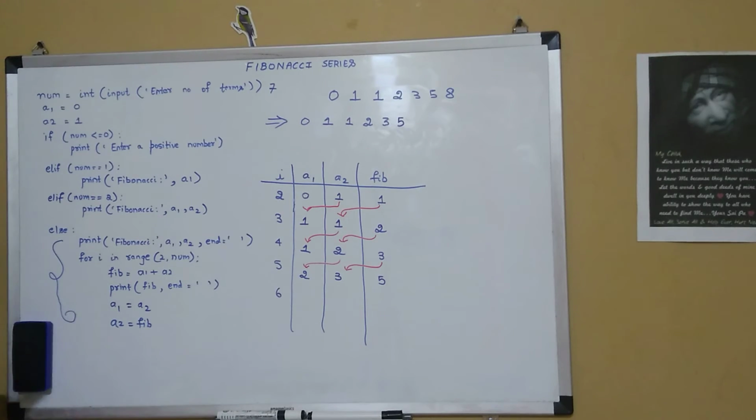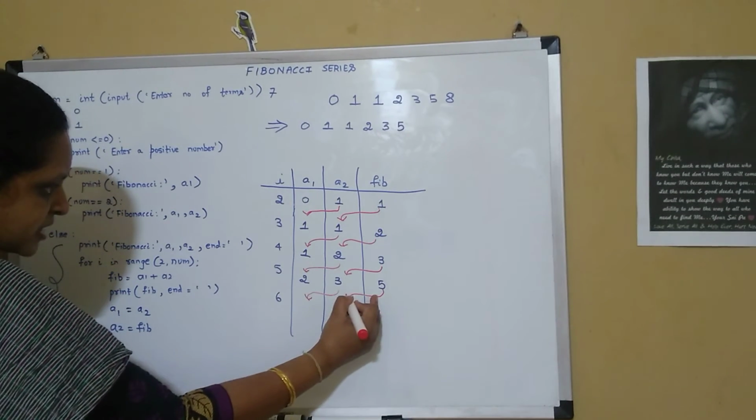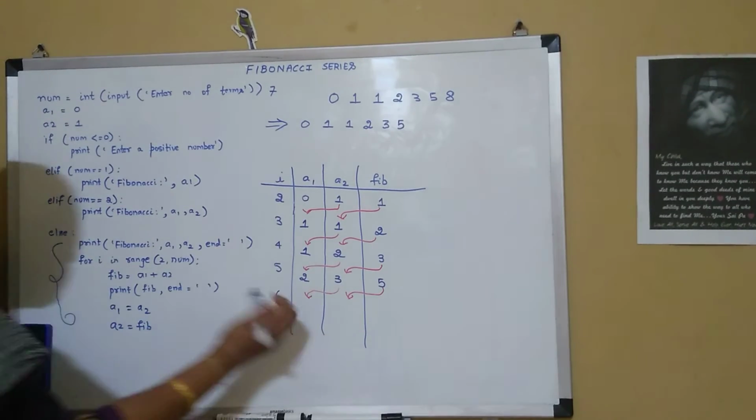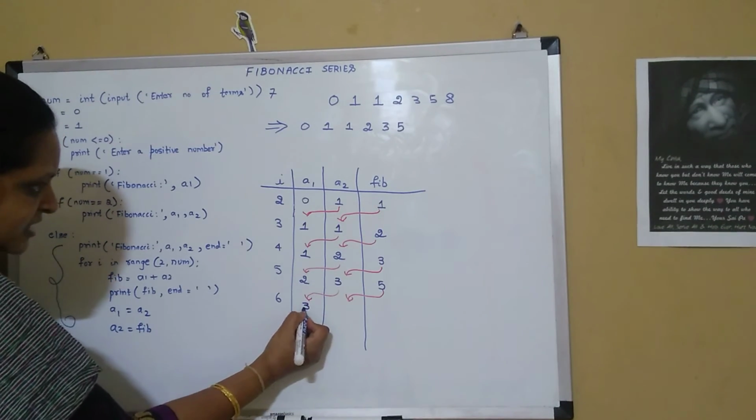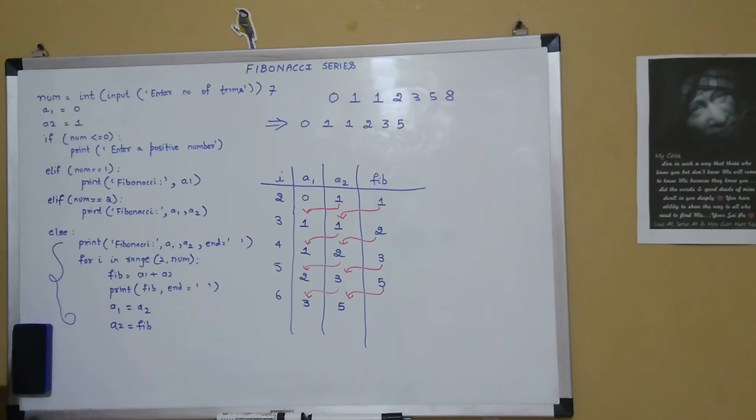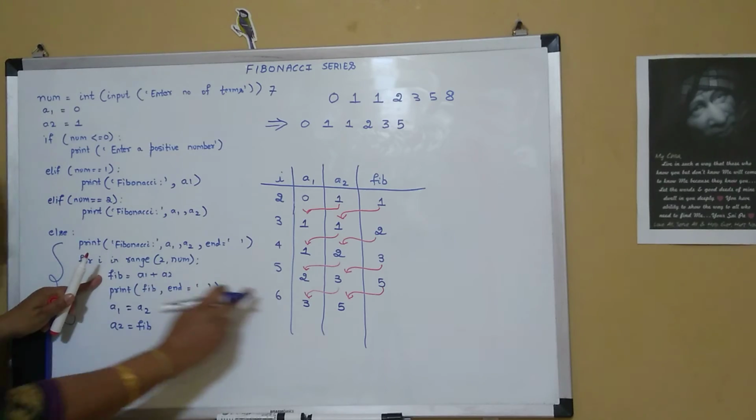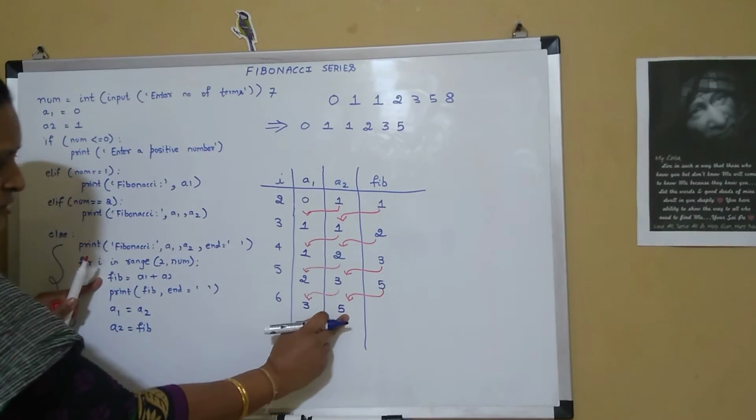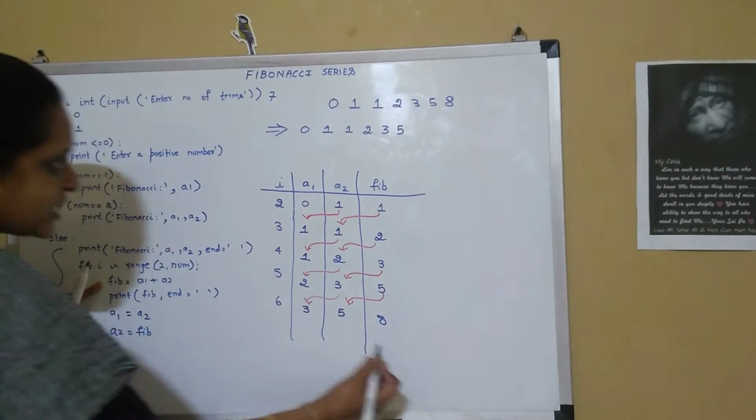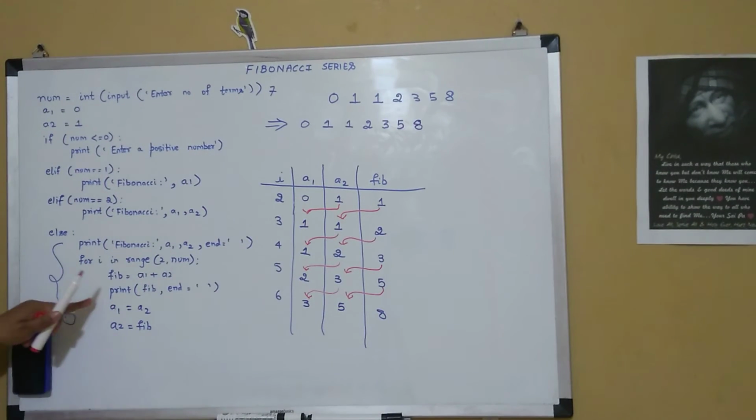Now A1 becomes A2, A2 becomes fib. So A1 becomes 3 and A2 becomes fib. The loop has not ended. It will be in the sixth loop. It will go in fib equal to A1 plus A2. A1 is 3, A2 is 5. Fib becomes equal to 8. So 8 gets printed on the console.